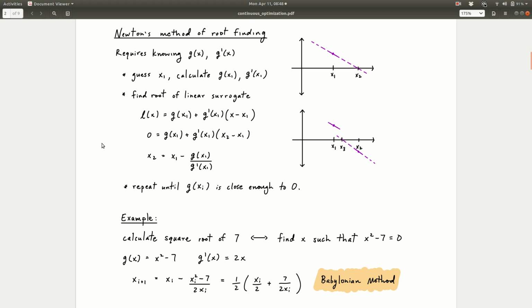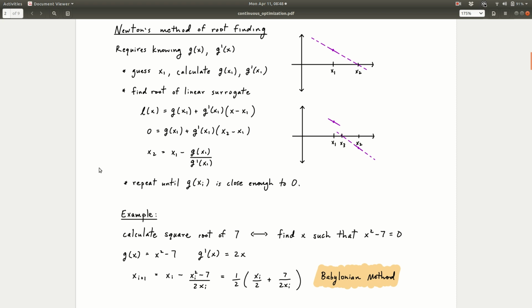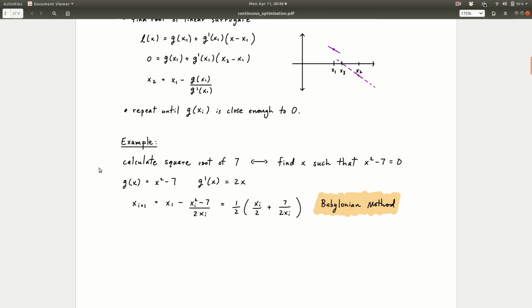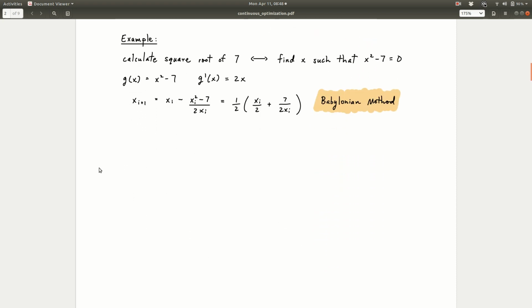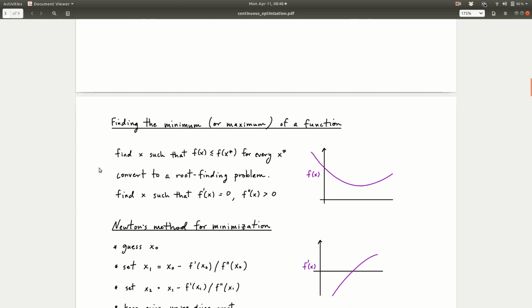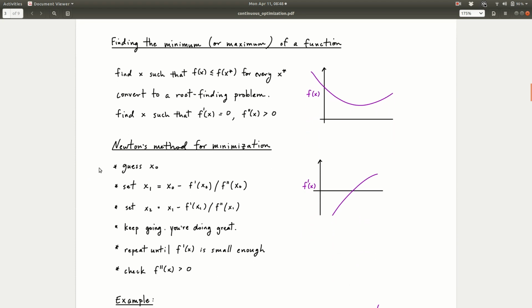All right, so that's an example of Newton's method of root finding. And you could see when it works really well. But of course, if you give it a really bad starting value, it can fail. And for some functions, it will fail sometimes too. But when it works, it really works. It converges very quickly.